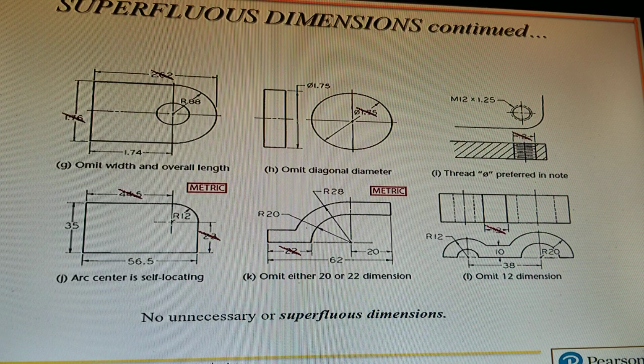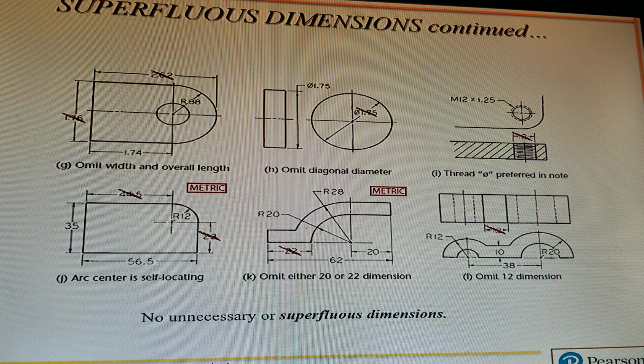So we're continuing on. G in the upper one, you don't need the depth or height, or I guess in this case it'd be the height dimension, nor the width dimension, because you have a radius of 0.88. That's going to give you your height, and 0.174 is going to give you your from location. You're from the left to the center of the hole, and then you add 0.88. You got the overall dimension. So you don't need those 2.